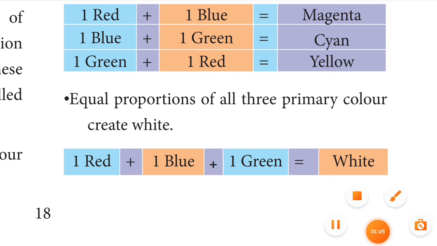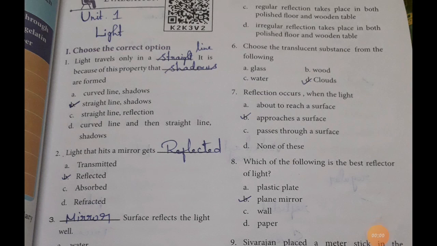Now let's move to the 1 marks. Take your textbook, children. The lesson is over, children. I'll give you the 1 marks. Take page number 19. See the first unit, light. Take your pencil, children. See the Roman letter 1.